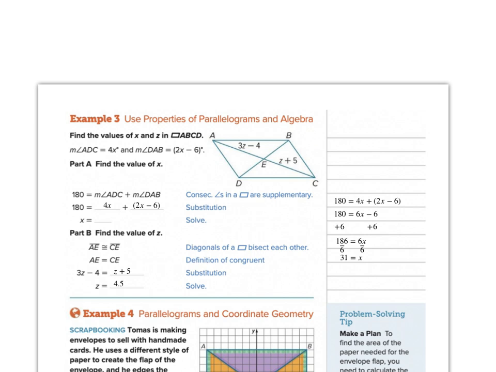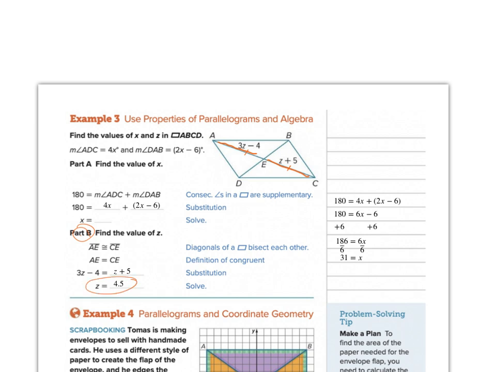Okay. So here the diagonals do bisect each other. So as we talk about, find the values of x and z in this parallelogram, which means that this is congruent to this, because those are my diagonals being bisected. We know that E is the midpoint, so you can make those two things equal to each other. Let's see here. If we go to part B, this segment is congruent to this segment. And they made them equal to each other, solved for the variable z, and came to 4.5.